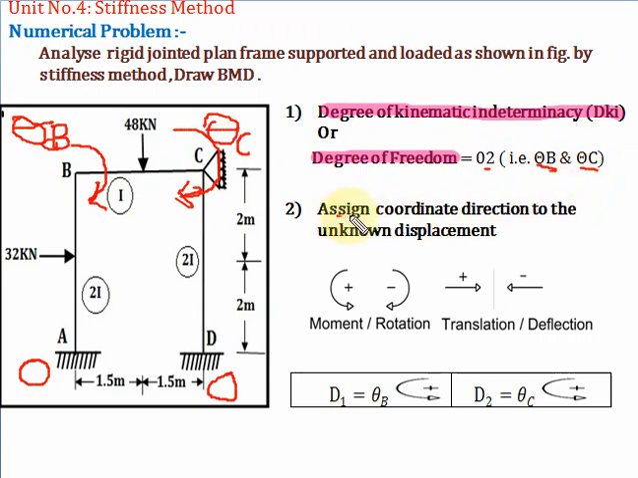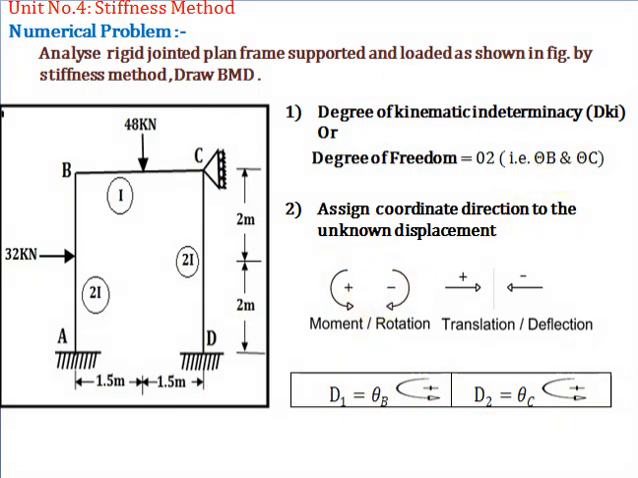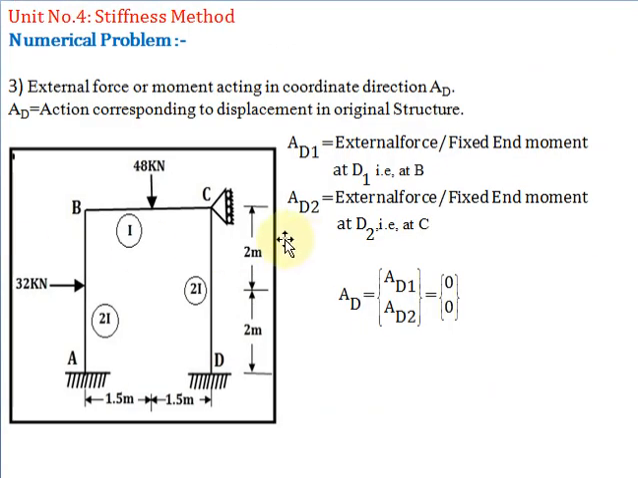Now we'll assign the coordinate direction to the unknown displacement. We'll assign theta B as our first unknown and theta C as our second unknown. Sign convention, you know that anti-clockwise is positive, clockwise is negative. Now after finding out the degree of kinematic indeterminacy, the first step is to find out the AD matrix.